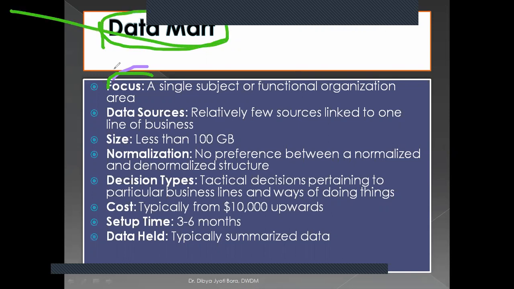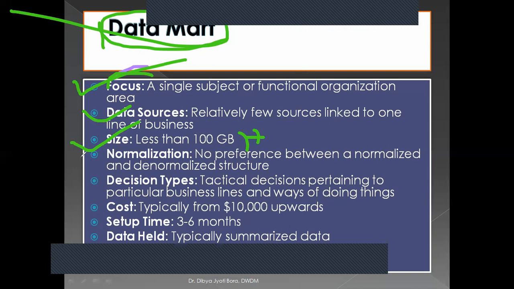Like focus. In case of data mart, focus is a single subject or functional organization area. Then data sources: relatively few sources linked to one line of business. Then size: less than 100 GB. This is not a constraint; this may be varied from requirements perspective. Then normalization: no preference between a normalized and denormalized structure. As you know, we give importance to normalization with respect to traditional databases only.